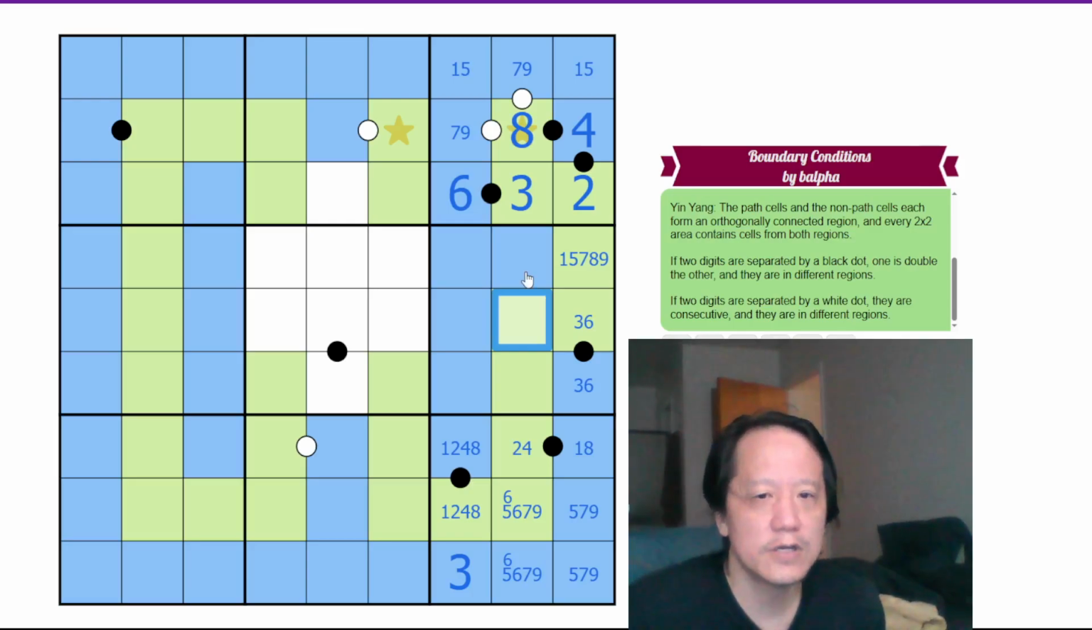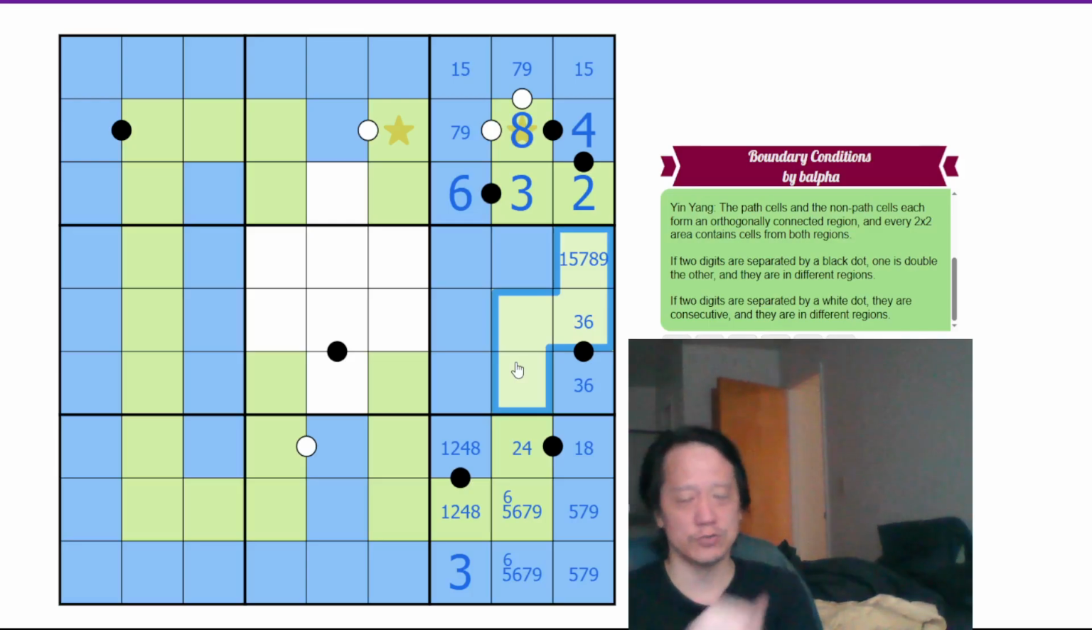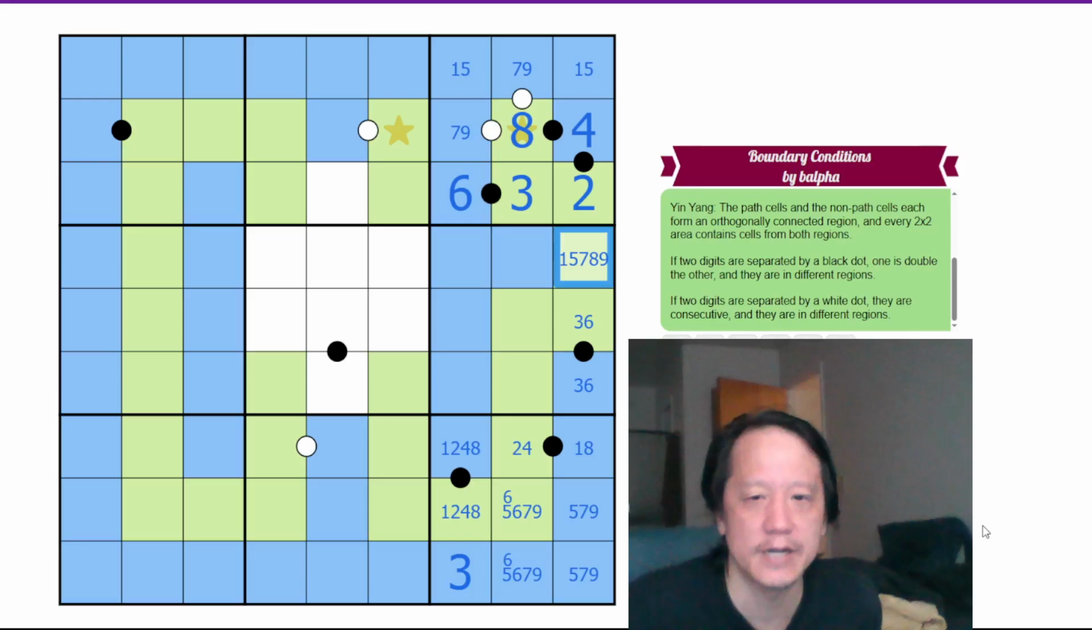Can we ever have 9 here? The answer is no. Actually, we can't even have 8 here. So 4 digits adding up to 13. 8 and 1, 2, 3 already add up to 14, which is too large. So that's a minimum. So this cannot be 8 or 9.